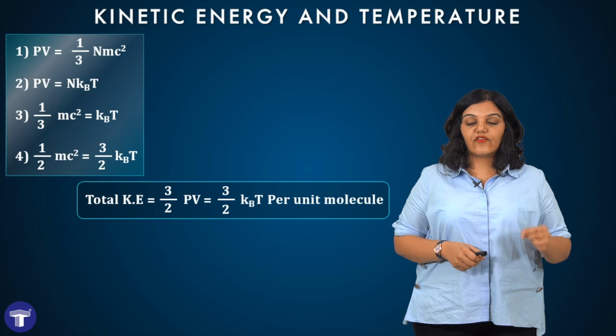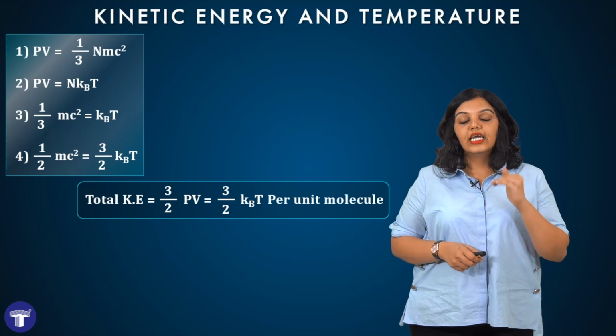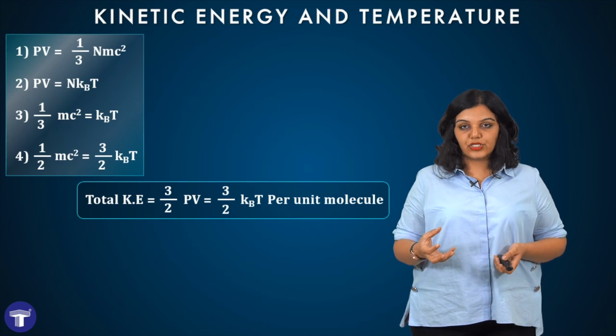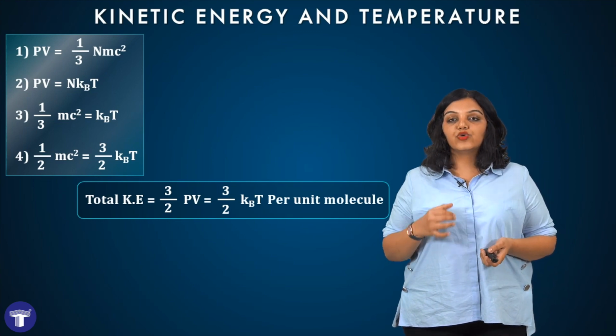So the total kinetic energy of a molecule is given by 3/2 k_B T, where k_B is the Boltzmann constant and T is the absolute temperature. It is also equal to 3/2 PV.